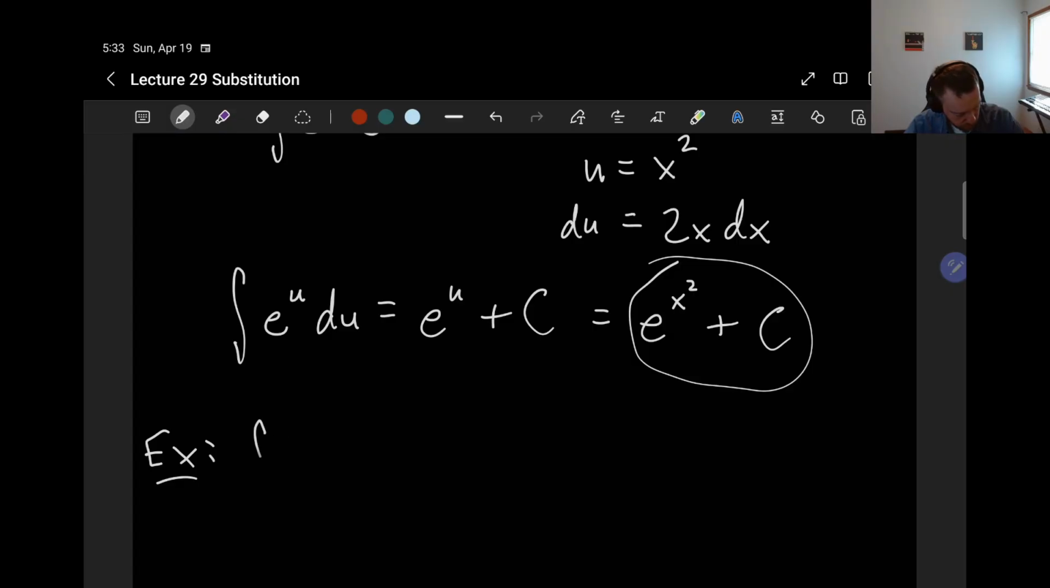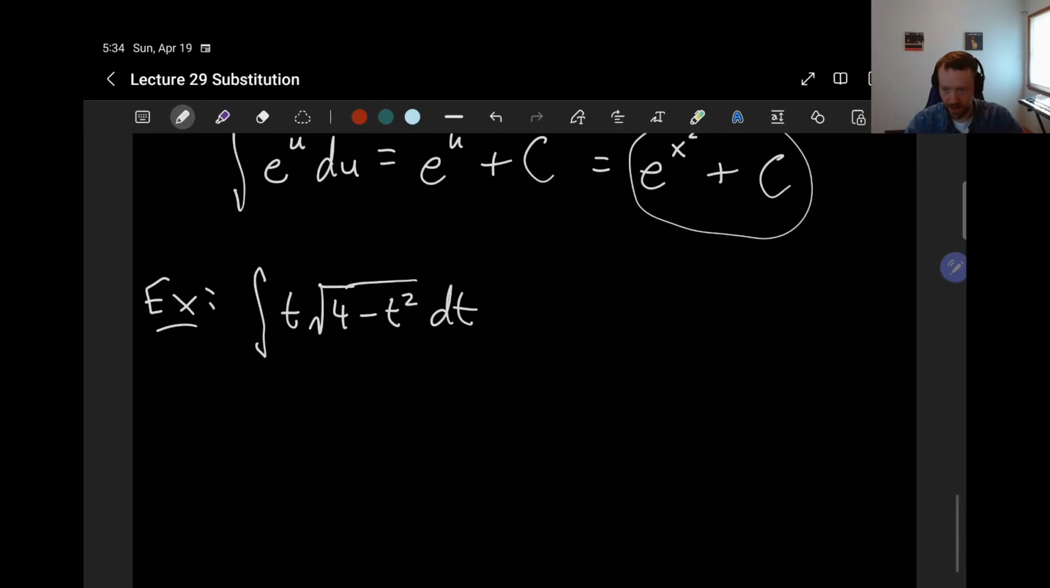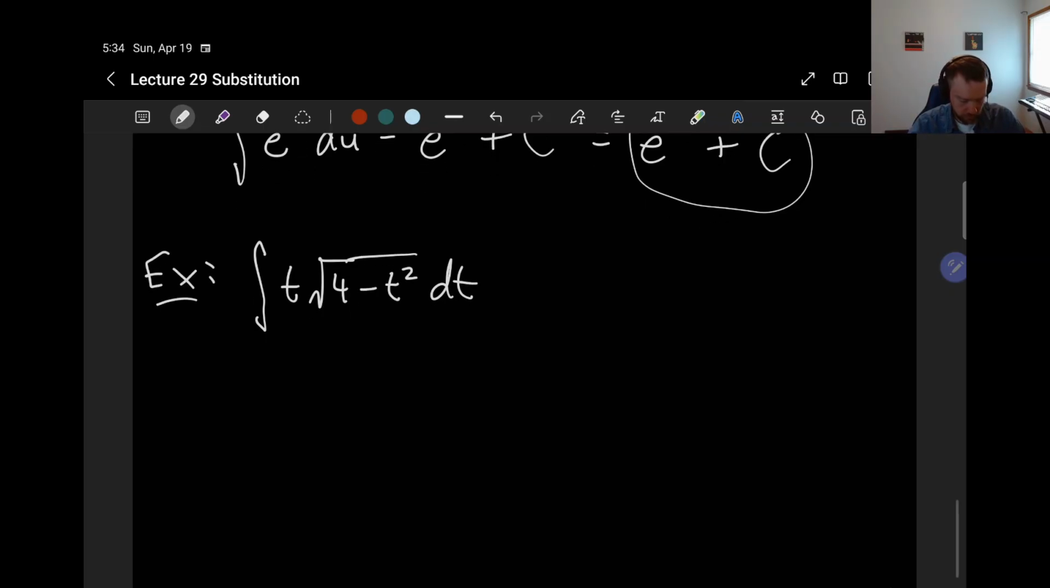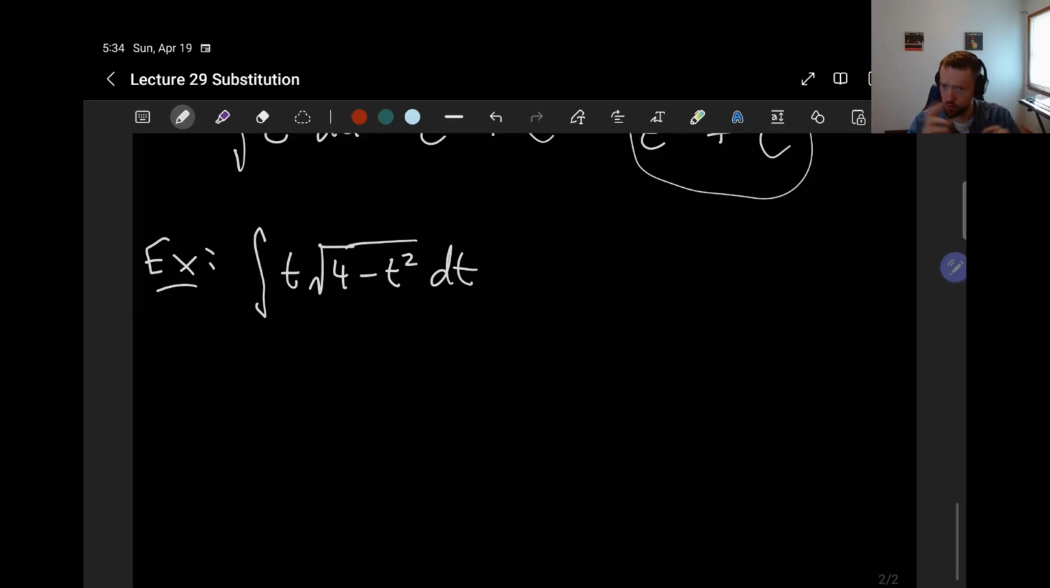Let's do a square root. And we'll use the letter t. Doesn't have to be x. So again, we want to look for an inside function to make my u. So perhaps 4 minus t squared. Now let's see what happens. Will we get a nice du that is compatible with this problem? And the answer is sort of.